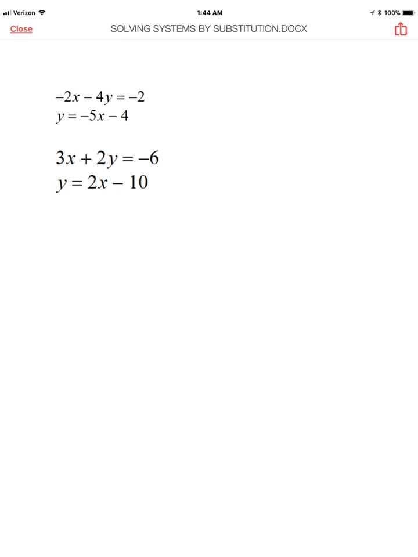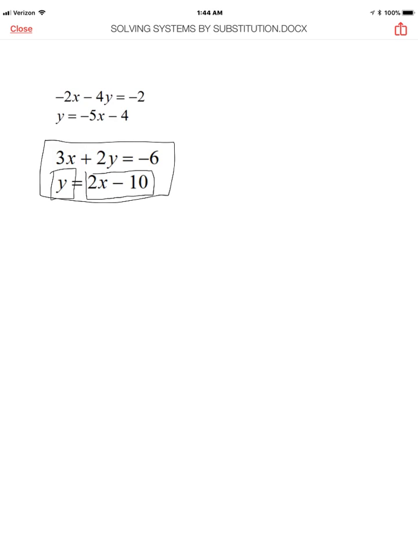Hi, good morning. Today I will show you how to solve systems of equations using substitution, and specifically when one of the variables, x or y, is already alone. So let's concentrate on this second equation. If you notice, in the second equation y is already alone, and the value of y is 2x minus 10.